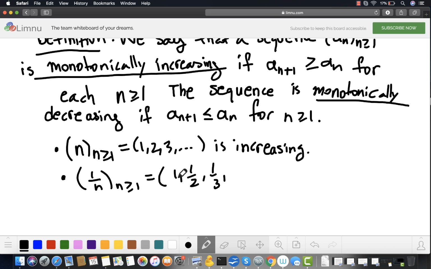So when n is 1, you get 1. When n is 2, you get 1/2. When n is 3, you get 1/3. When n is 4, you get 1 over 4, and so on. And this is monotonically decreasing because it's clear that in this case a sub n plus 1 is less than or equal to a sub n.